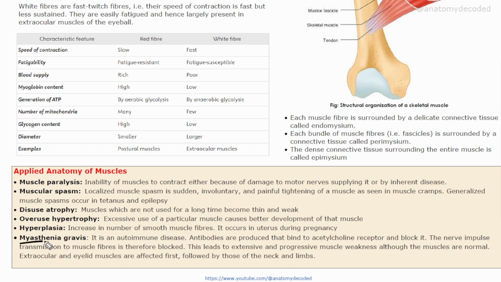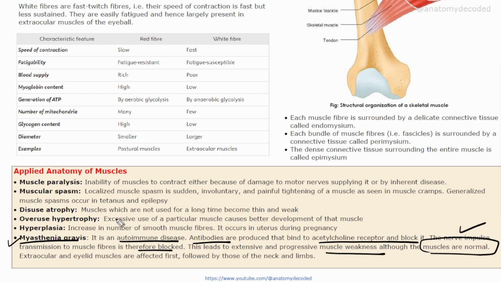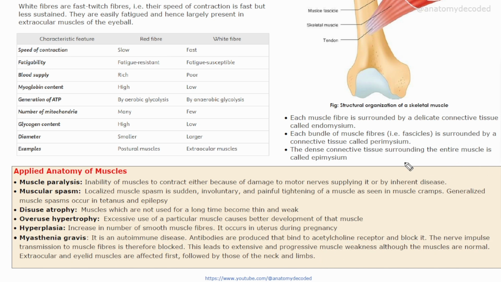Then there's a condition called myasthenia gravis. It is an autoimmune disease in which antibodies are produced. They bind to the acetylcholine receptors and block them. So the nerve impulses going to the muscle are blocked. This leads to muscle weakness, although the muscles are normal. The nerve impulses coming toward that muscle are blocked in a condition called myasthenia gravis. Usually the extraocular muscles and eyelid muscles are affected first, followed by the neck and the limb muscles. So these are certain applied anatomical aspects.